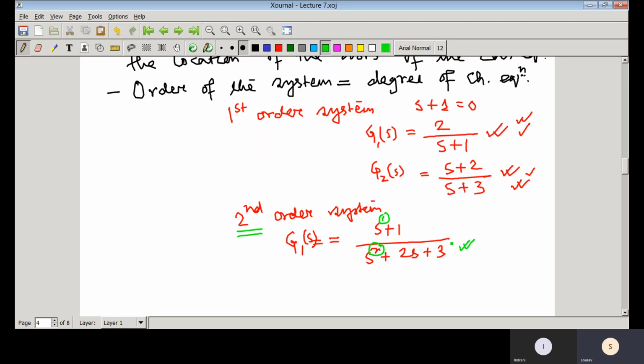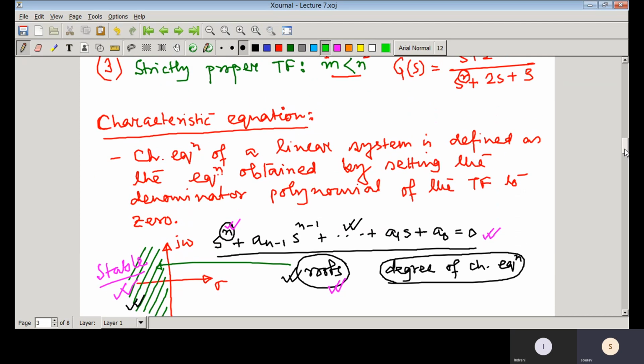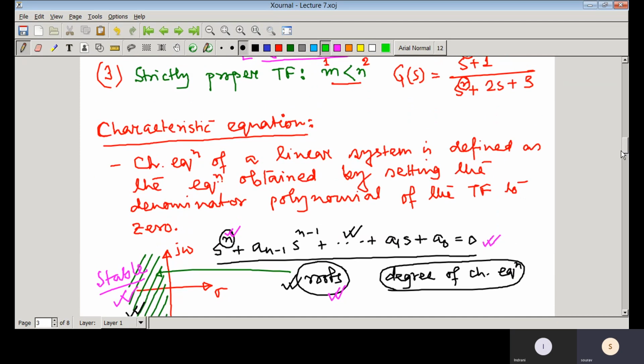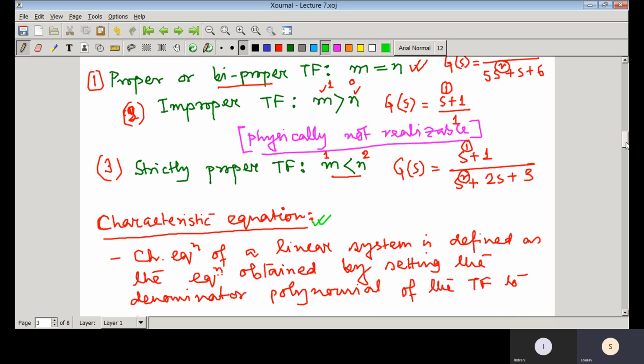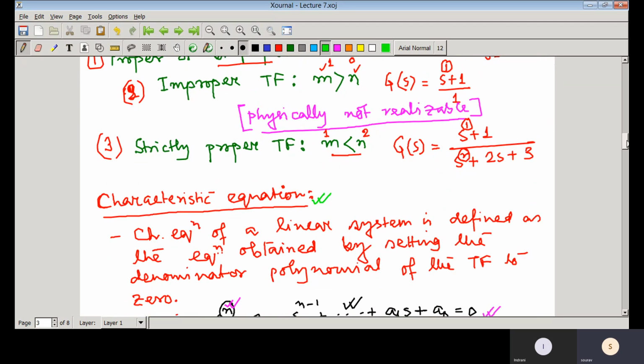These are all terminologies we will be using throughout this course, and you should keep remembering all of those terms and terminologies. Here we have discussed one important concept, that is called the characteristic equation. The characteristic equation is the denominator polynomial. That means if you write a transfer function in this particular rational form, the denominator polynomial equal to 0 gives you the characteristic equation.